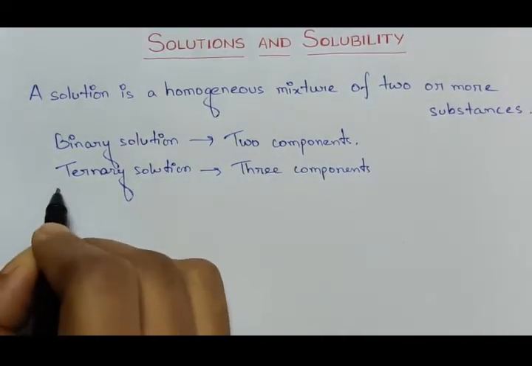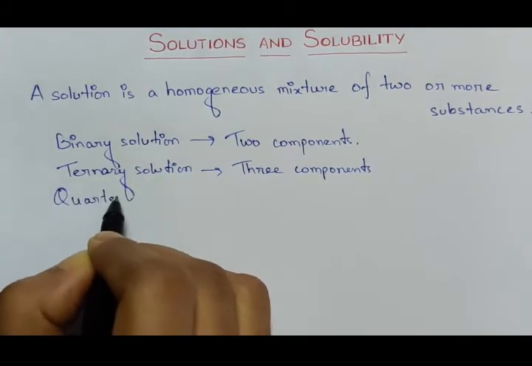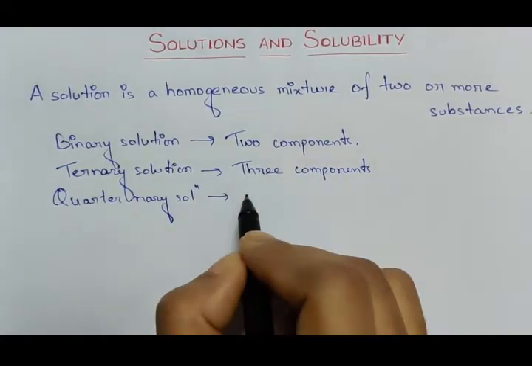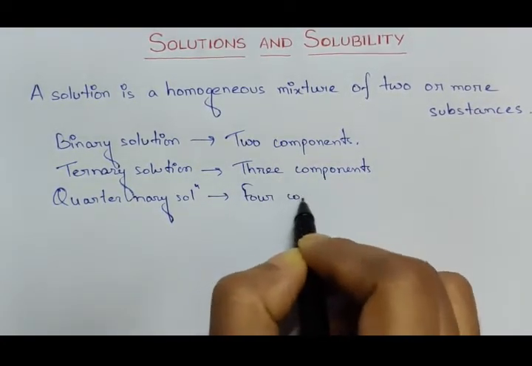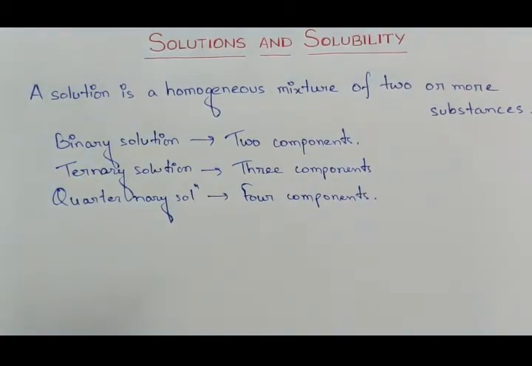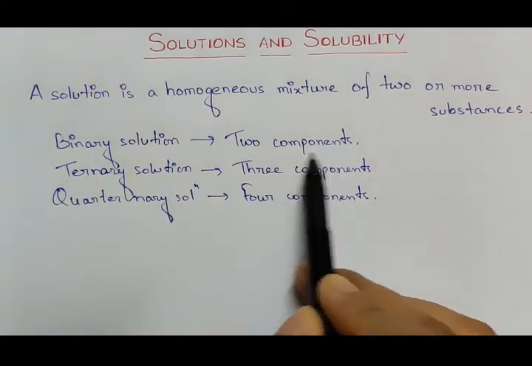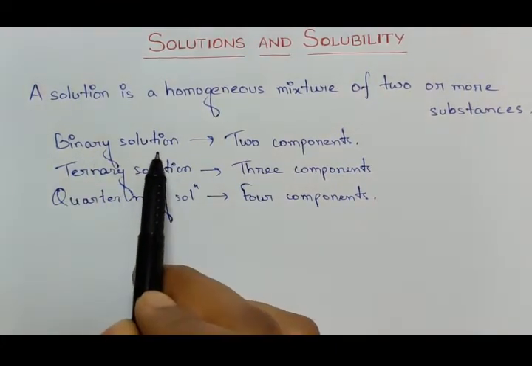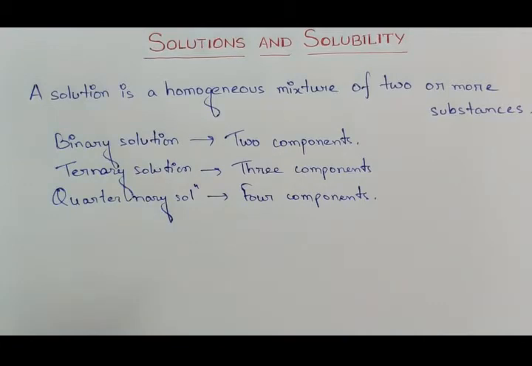And quaternary, in that case there are four components present in the total solution. So what are these components? In the case of a binary solution, it can be explained easily that a particular solution is made up of two components, and those components are termed as solute and solvent.